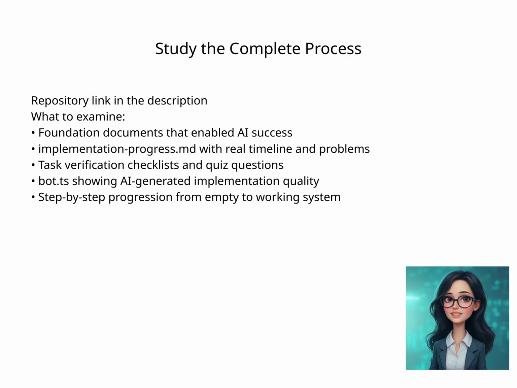The complete process is documented at GitHub. Study the foundation documents that enabled AI success, the specific user stories, data models, and implementation tasks. Examine an implementation progress.md to see our real timeline with actual problems and solutions. Look at the task verification checklists and quiz questions. Review bot.ts to see the quality of AI-generated implementation when provided with comprehensive context. Most importantly, study the step-by-step progression from empty folder to working system with verification at every step.